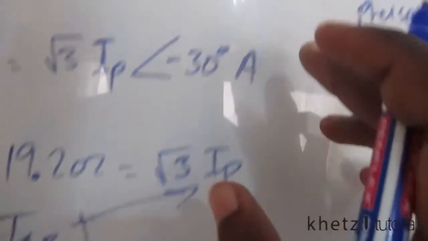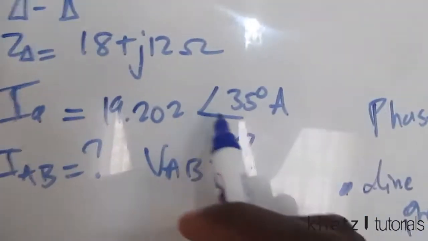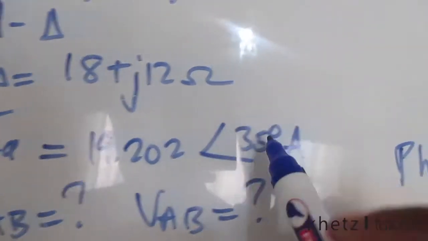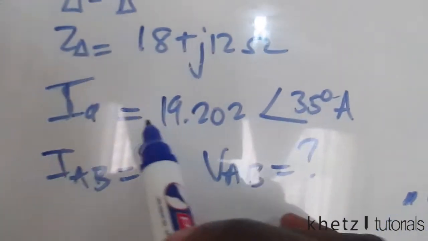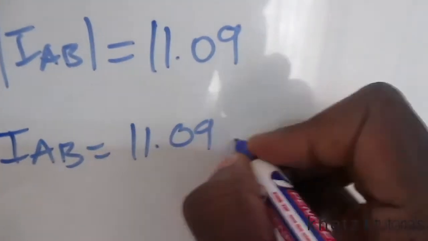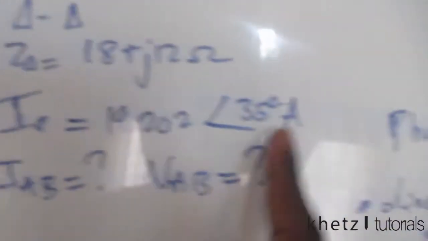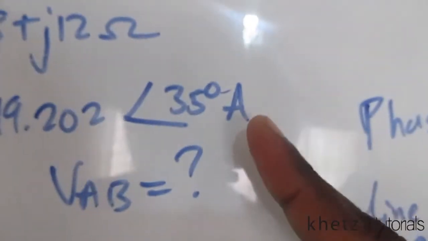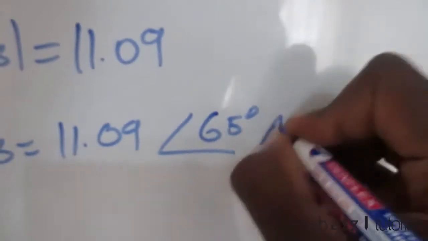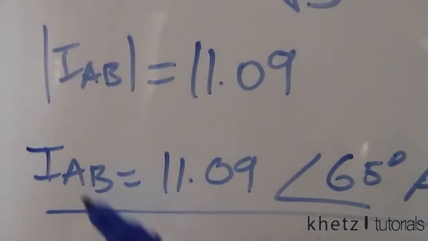And we said that the line current lags the phase current by 30 degrees, which means the angle of this line current is 30 degrees less than that of the phase current. So to complete our solution for IAB, we know that the magnitude is 11.09 and the angle is 30 degrees more because the line current lags by 30 degrees. So the angle of the phase current is 30 degrees more than this, which is 65 degrees. And that is our answer for the first part of the question, which was asking for the phase current IAB.